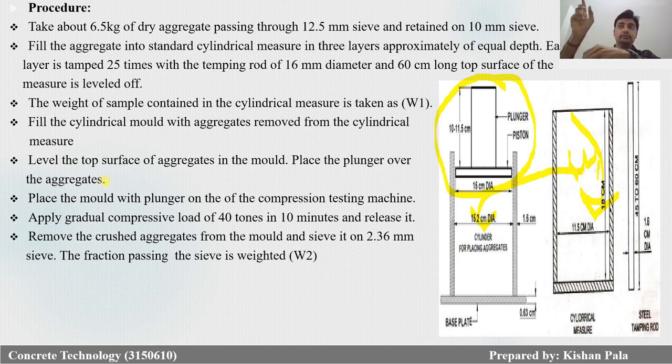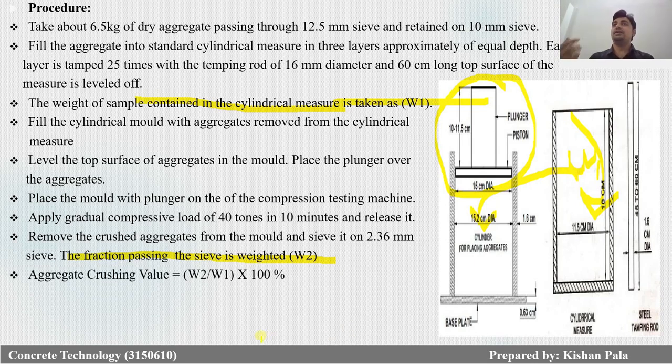This sample will give you the weight 2. It means now you have a W2. The first one is W1 and the second one is W2. What is W1? The weight of the sample contained in the cylindrical measure. What is W2? The weight of the fraction passing the sieve after the compression load.